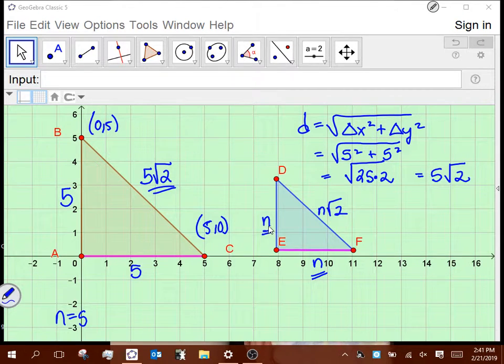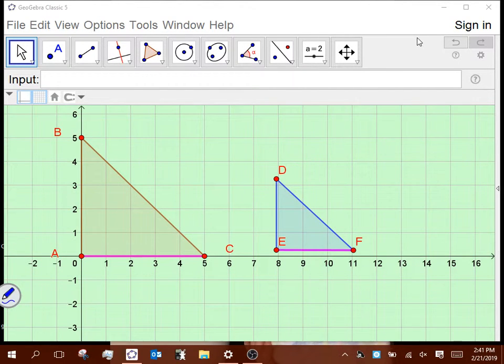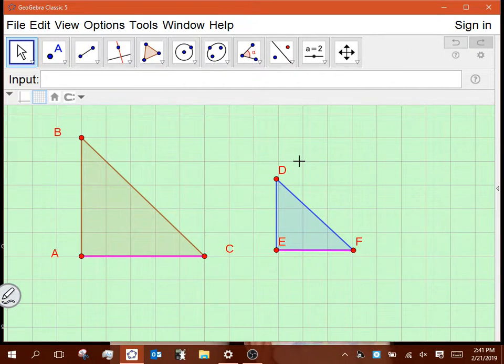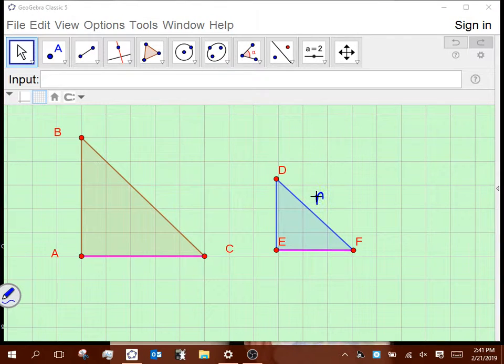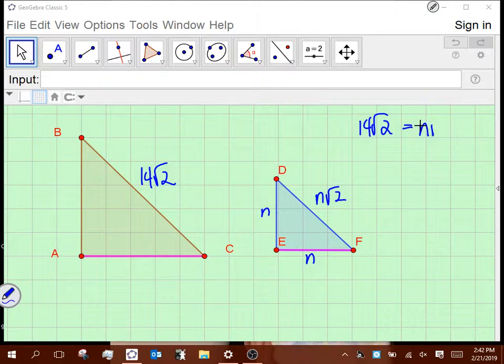Okay, it does work, and it works every single time. What has been a problem, I think, in the past for people is when they give us, obviously that's my n radical 2, that's n, that's n. When they tell me that this side over here is 14 radical 2. Well, if I overlap those, doesn't 14 radical 2 match up to n radical 2? That make sense to everybody?